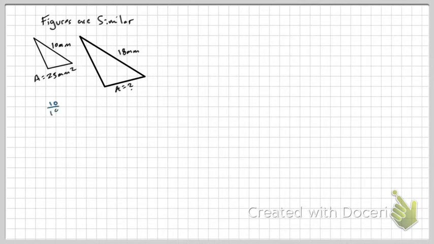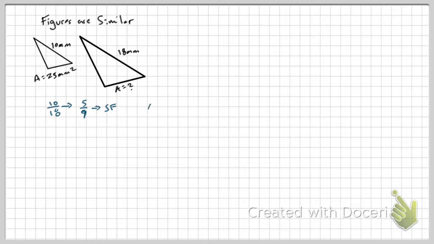So left over right, 10 over 18. And I would recommend reducing this. Even though we're going to use a calculator, it's going to make your numbers a lot smaller. So I'm going to reduce that to 5 over 9. So that means my scale factor is 5 over 9. And again, I'm doing a left over right ratio.